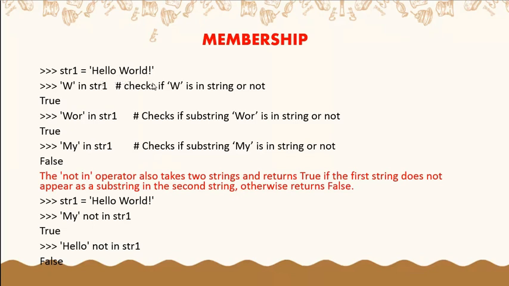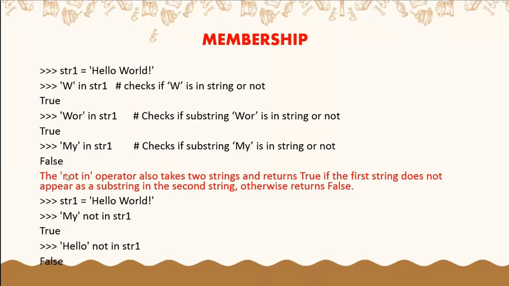Now I want to check whether w is a member or it exists or it is present in str1 or not. So it returns true because w is in the string. Now next time I want to check WOR in str1 or not. Yes, again WOR exists in the original string hello world. Now third time I want to check whether my in str1 or not. False. Now this time my does not exist in the string, false. So it returns true or false value.